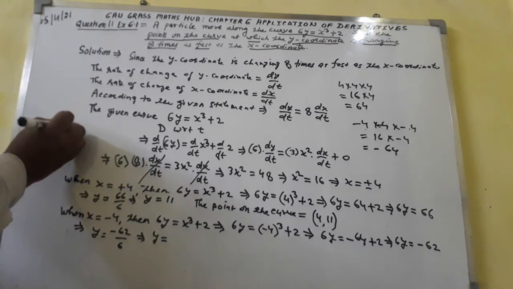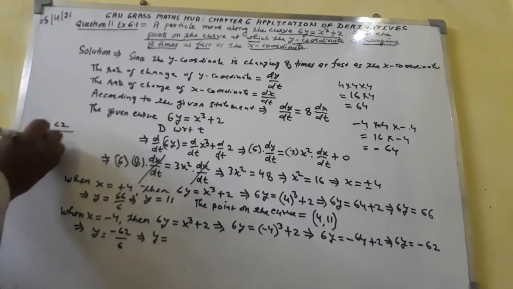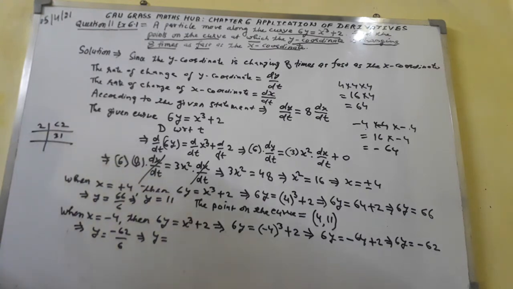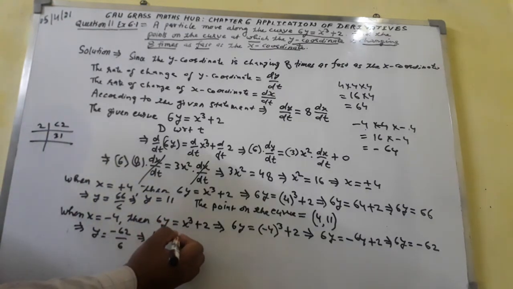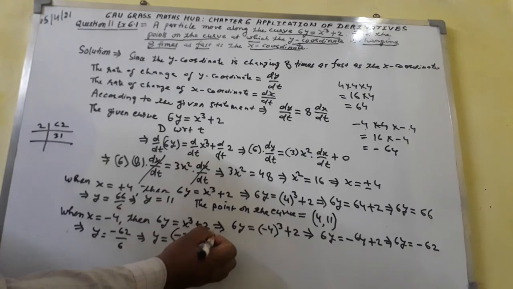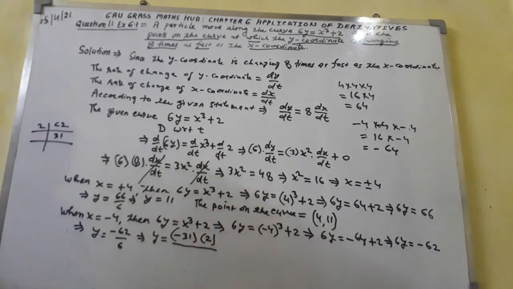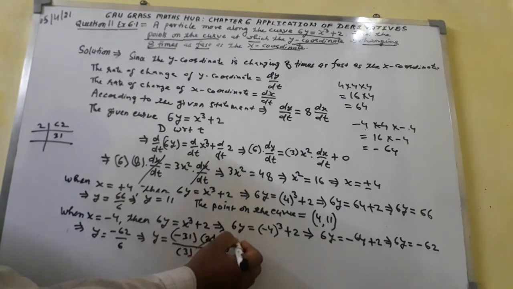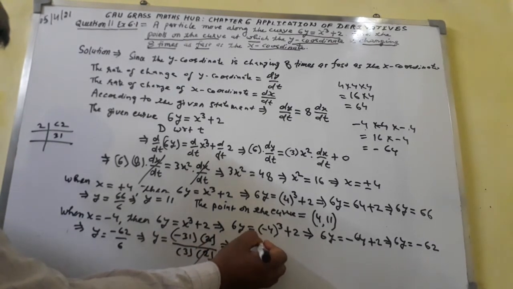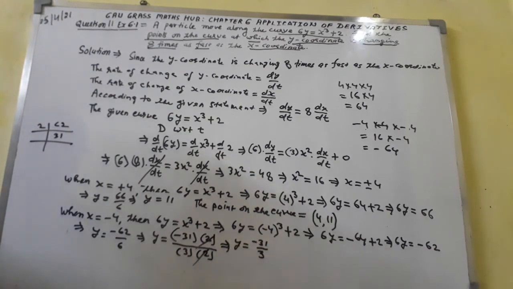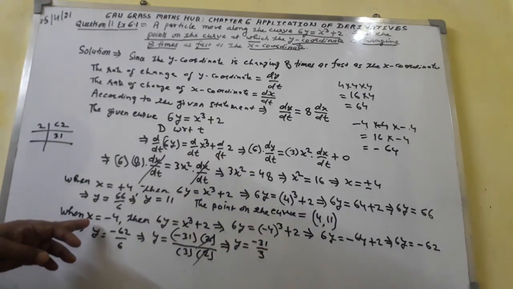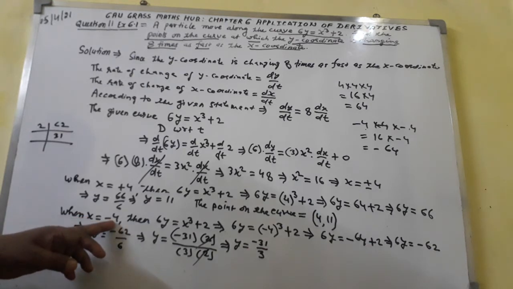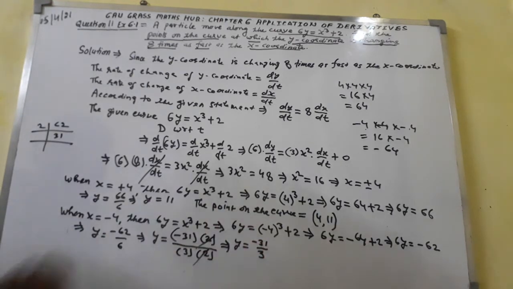The prime factor of 62 comes out to be here 2, here you will get 31. So here you will get minus 31 into 2 whole over, here you will get 3 into 2. So these two will be cancelled out. We will get here y equal to minus 31 over 3. So now you have got x equal to minus 4 and y equal to minus 31 over 3.